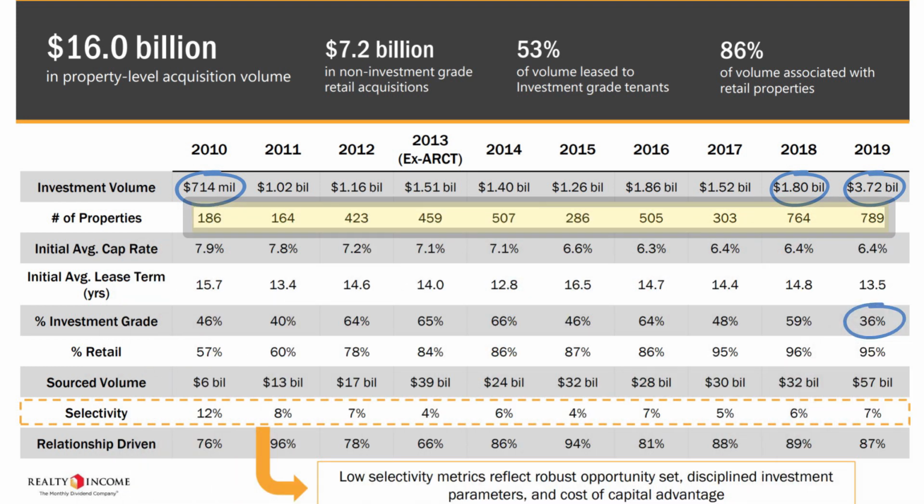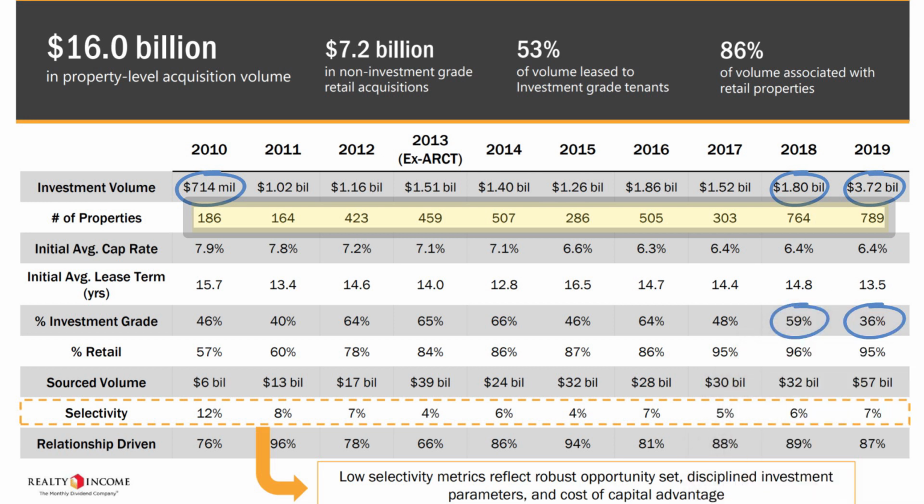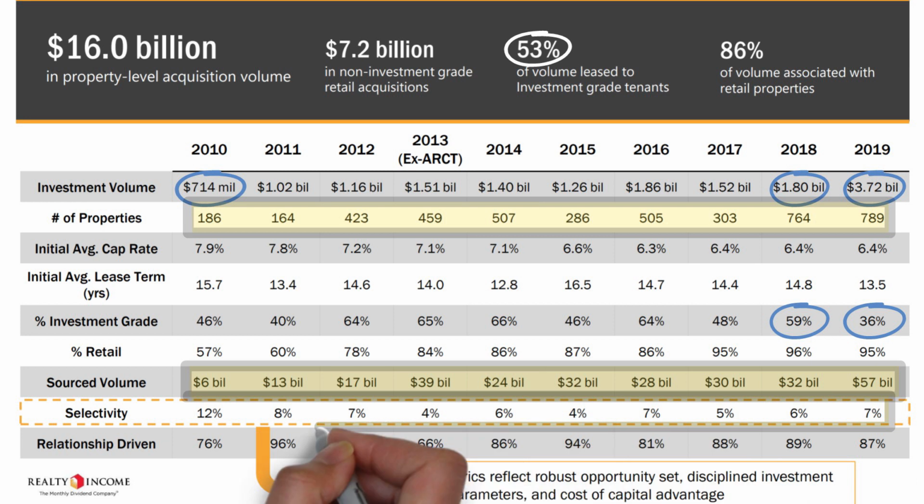The 36% of investment grade in 2019 was a big drop from the 59% the prior year. However, they remain at 53% overall. Sourced volume has continued to rapidly expand and selectivity has remained consistently low. These are all great signs.